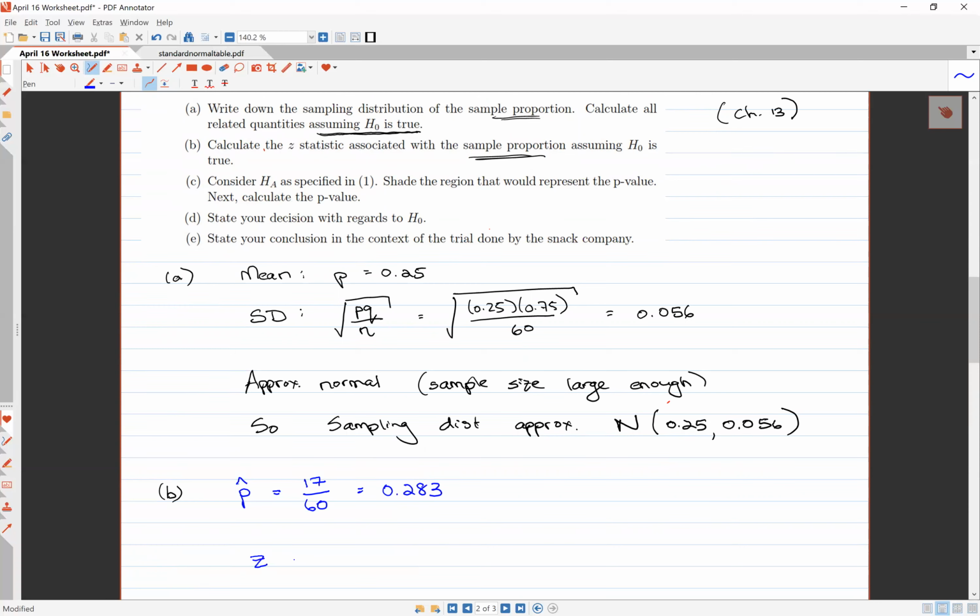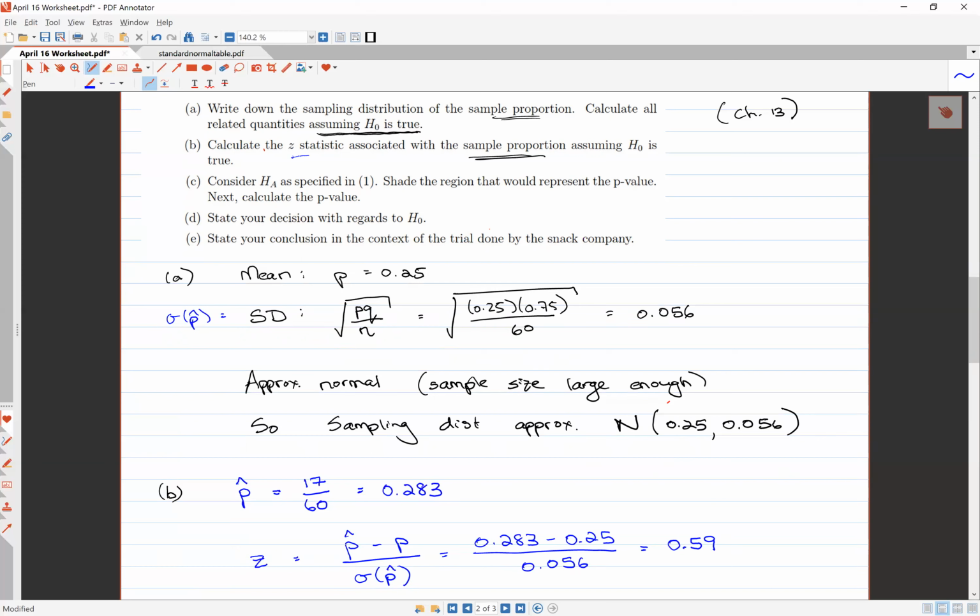Remember that our z-score is defined as p hat minus p divided by sigma of p hat. And that's just notation for the standard deviation. So this will be 0.283 minus the value of p, 0.25, divided by the standard deviation we've calculated as 0.056. So if we do this calculation, we get a z-score of 0.59.